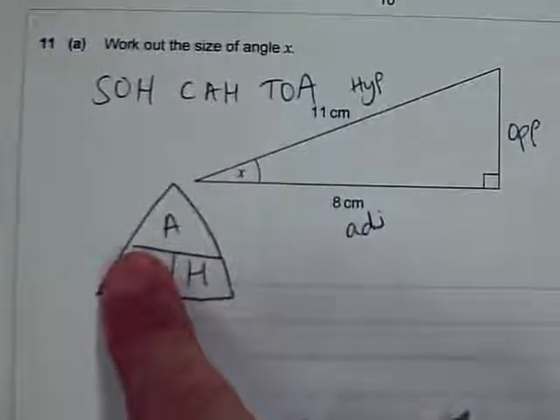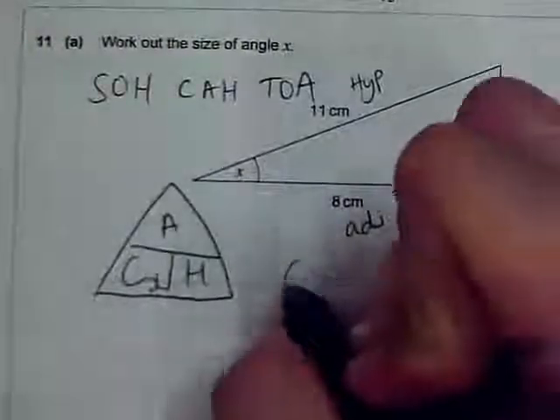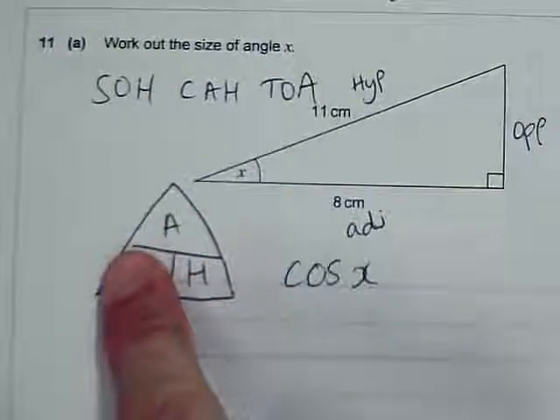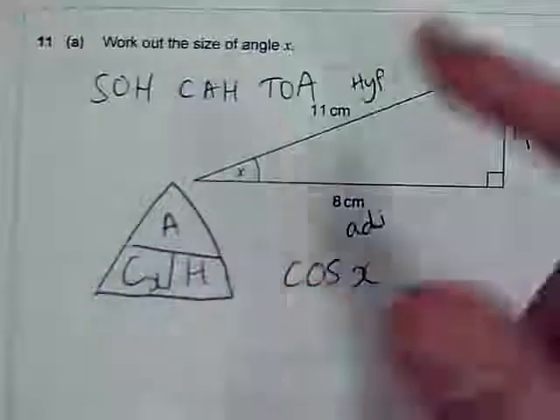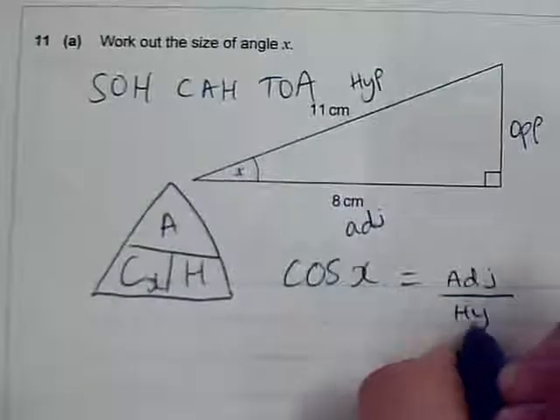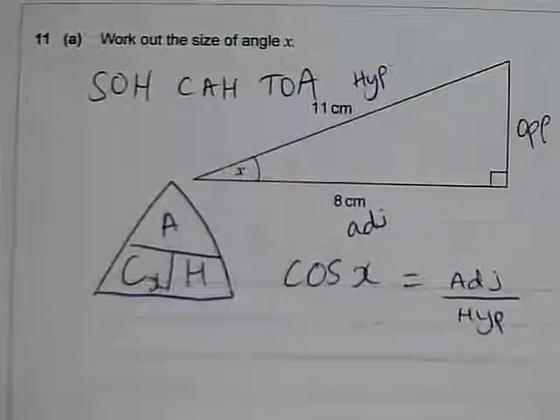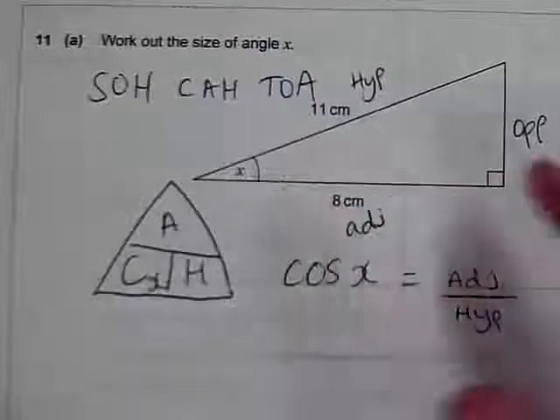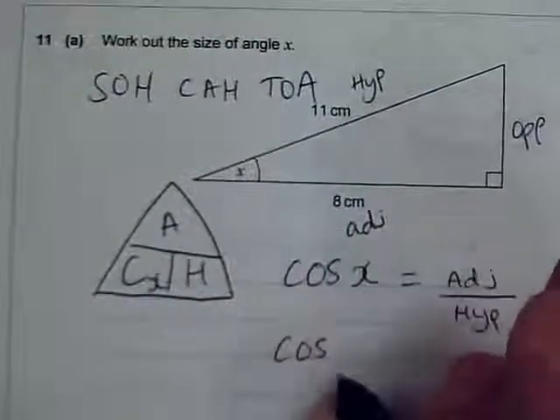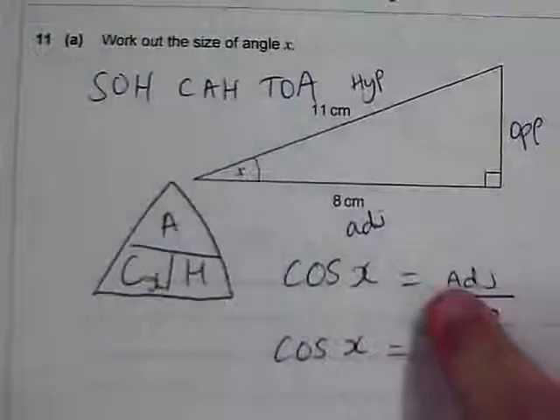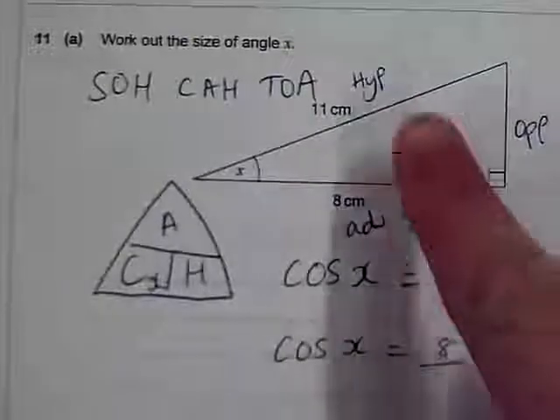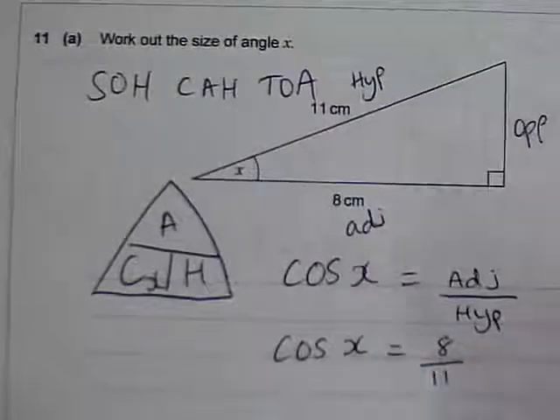And it's important that you write down what the formula is. So cos x, cover that up. Remember that means adjacent divided by hypotenuse. And writing in what I know, the cos of the angle, that's what the x stands for, equals the adjacent, which is 8 centimeters, over the hypotenuse, which was 11.